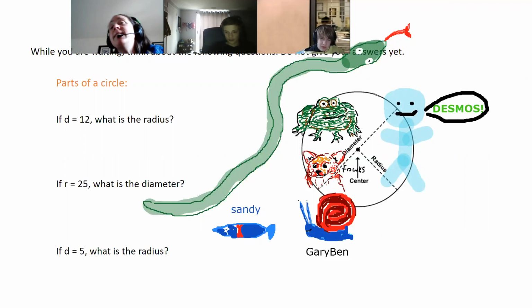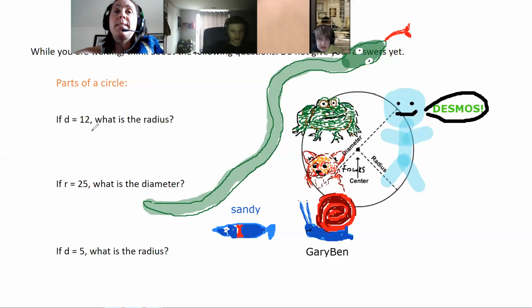You can kind of see it in our picture. It hits the center. Yeah, it's half of that diameter. Okay, so the radius is half the diameter. That's that relationship. So if the diameter is 12, what would the radius be? 6. Yeah, that's right.